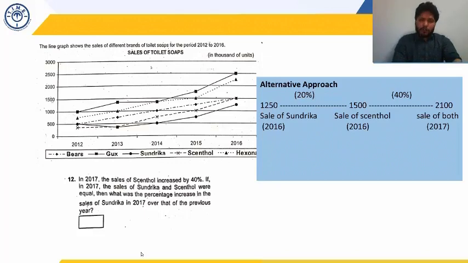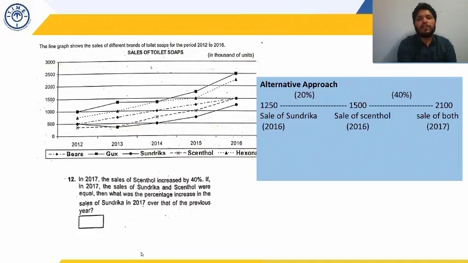Now, what we need to find out is by how much percentage the sales of Sundrika increased from 2016 to 2017. In 2016 it was 1250, and in 2017 it becomes 2100. So can I break this in two parts?